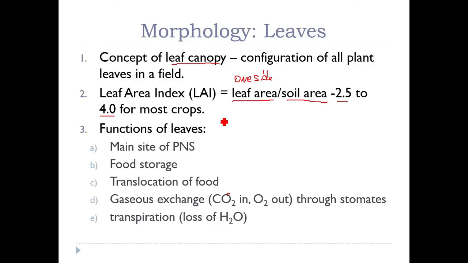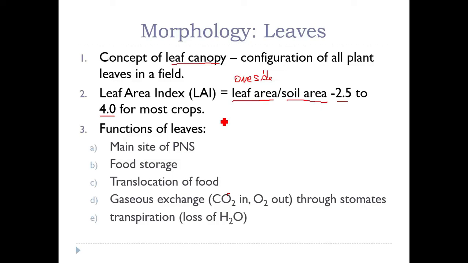Now, why do you need so much extra area? Well, a lot of those leaves are older, they're not functioning very well, they may be diseased, they need to be at different angles to intercept sun at different times of the day most efficiently. So we need a leaf area index of 2.5 to 4 for most of our crops.